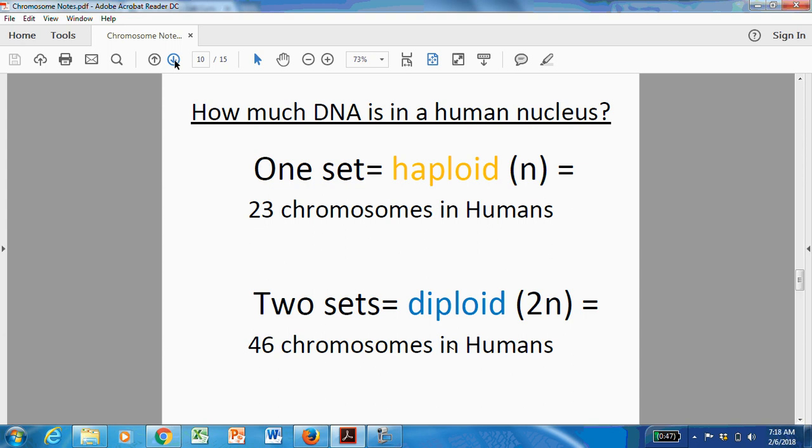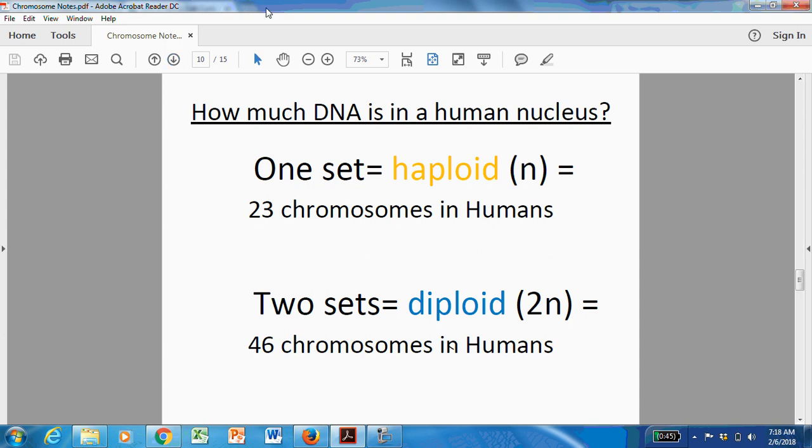We have 46 total chromosomes in humans. I mean, every organism is a little different. But if we have one set, the term we use for one set is haploid, or N, that's 23 chromosomes. If we have two sets, that's diploid, or 2N, 46 chromosomes. Again, 46 total, you get 23 from each parent. If you get 22 from one parent, that throws the number off, and you're missing some genetic information. That's bad. That can lead to a lot of different genetic disorders.